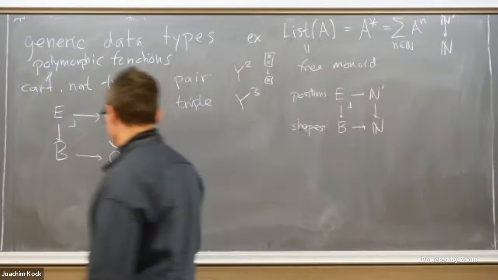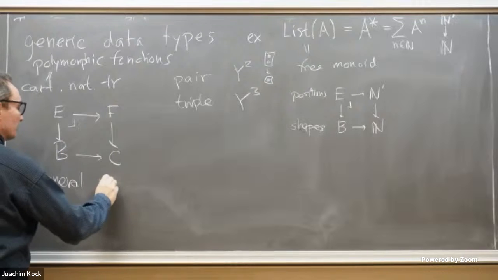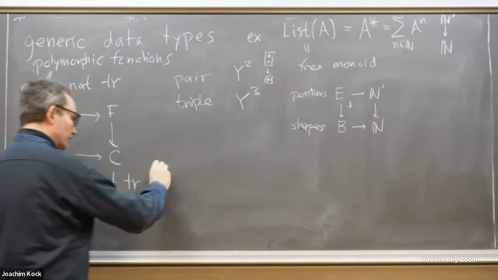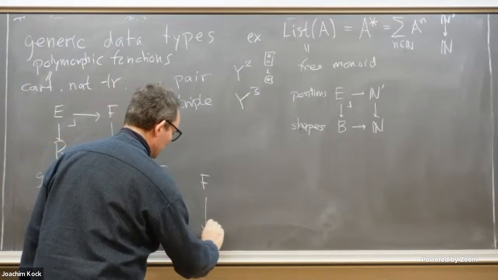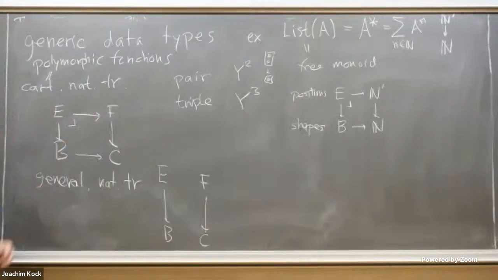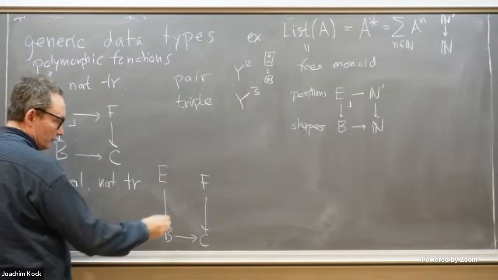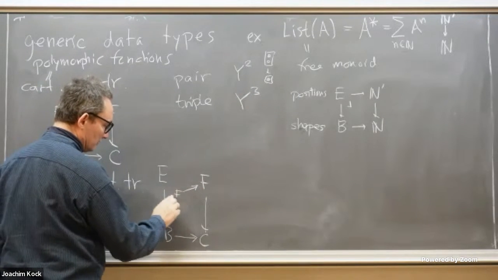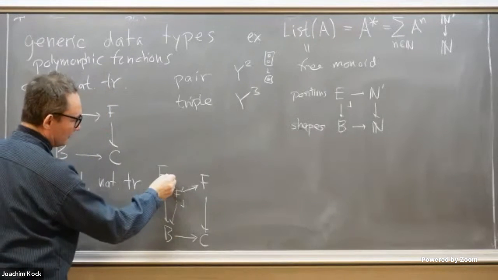And let me just mention that the general natural transformations between polynomial functors are a little bit more complicated. So here we have one polynomial functor, and here we have another one. A general natural transformation is not what you would guess, maybe. It's given as follows. First you take a pullback like this, and then you need a backwards map here.